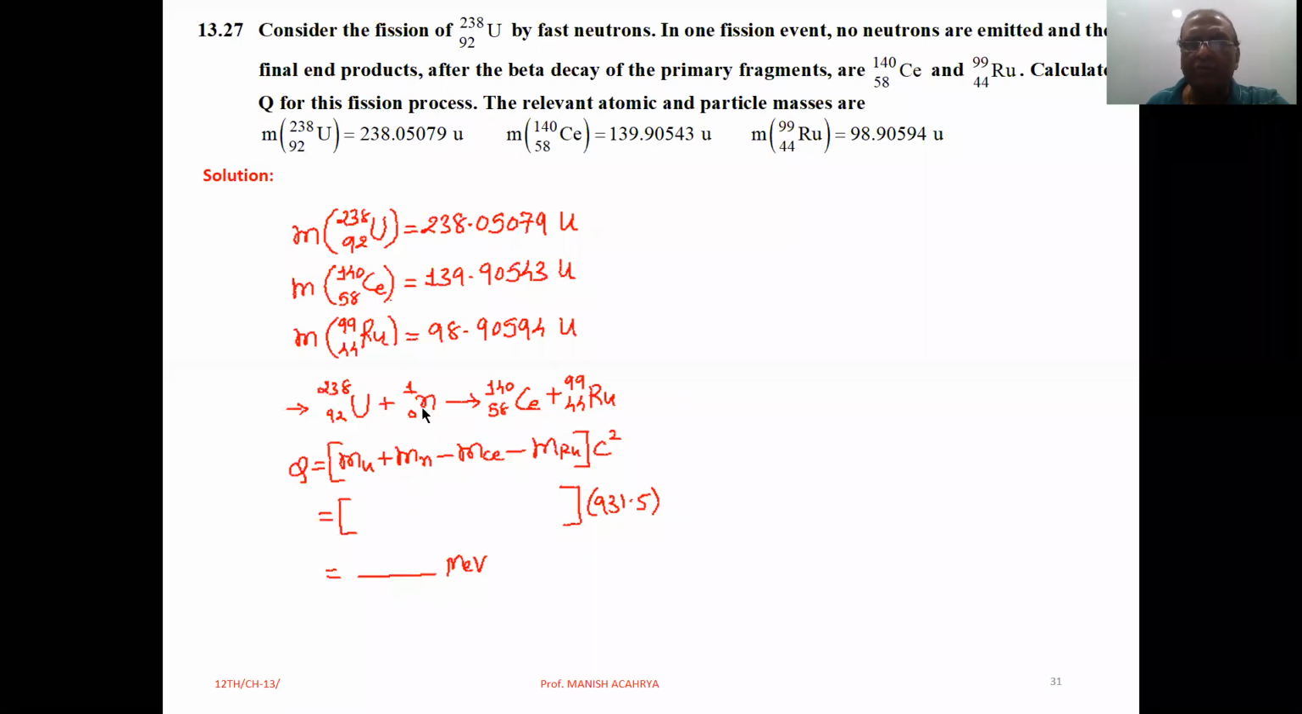92U238 is bombarded by neutron. Then we get 58 Ce140 plus 44 Ru99. So here to calculate the Q value again, we have to calculate the mass defect. It implies that left hand side mass, that is mass of U plus mass of neutron, minus right hand side mass, that is mass of Ce minus mass of Ru into C square. Substitute the values of masses for all these elements. Masses are given to you in terms of U, so directly multiply it by 931.5. Your answer that will be in terms of MeV. Clear?